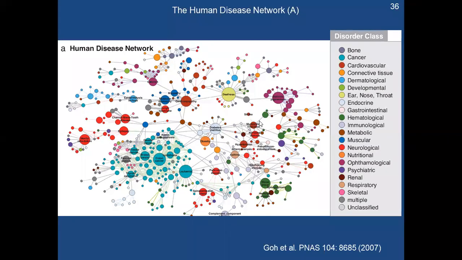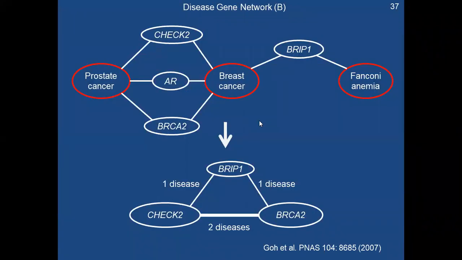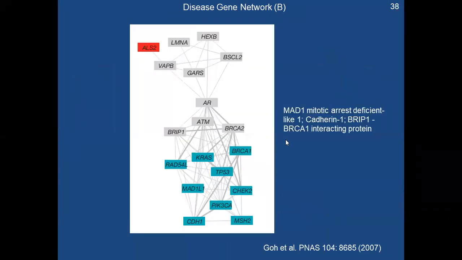Now, this was a human disease network. But now they are going to generate a gene network, a disease gene network, based on the diseases that link them. For example, BRIP1 is linked to BRCA2 with one disease, but CHEK2 and BRCA2 are related with two diseases. So something like this.